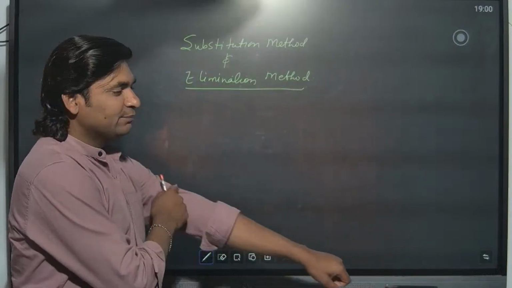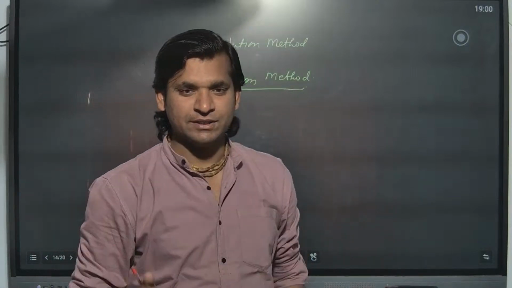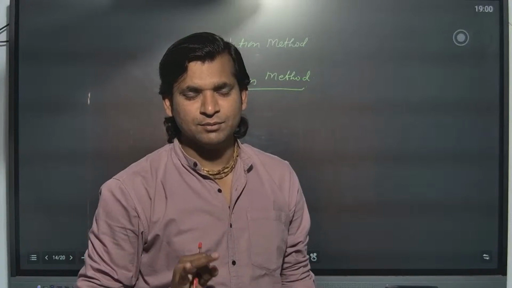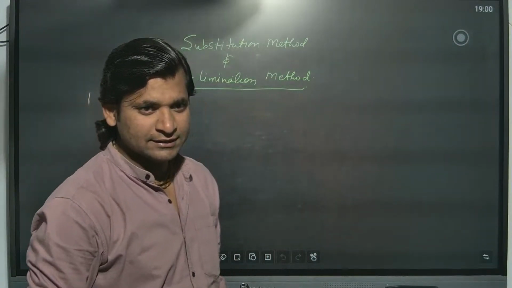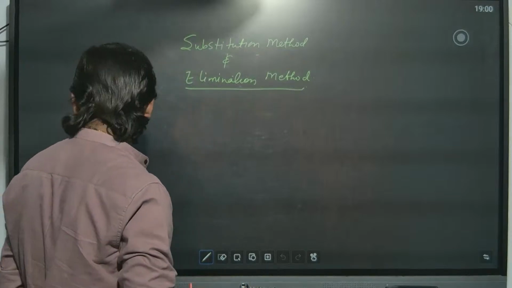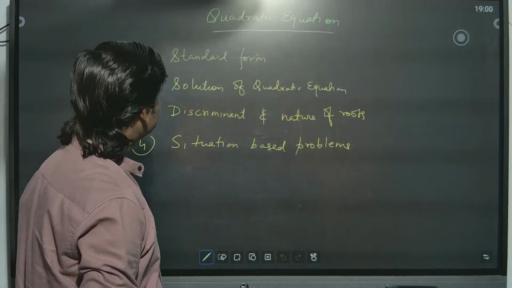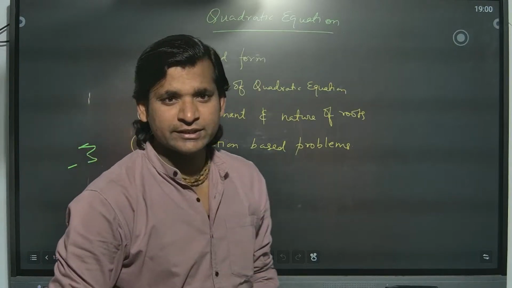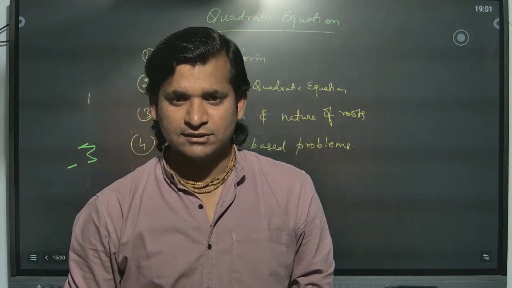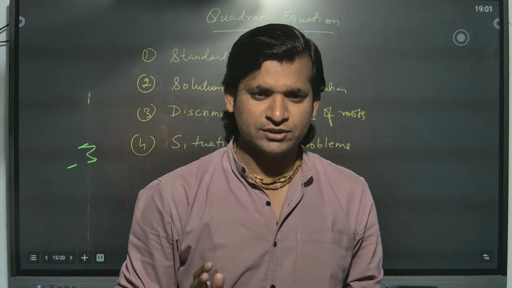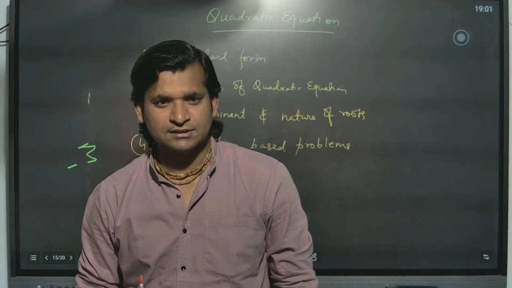So yesterday we completed three chapters' concepts, right? Real numbers, polynomials, and pair of linear equations in two variables are completed. Now we'll go to chapter 4, that is quadratic equations. So in quadratic equations, what are the important concepts? What are the important questions we are going to discuss now?